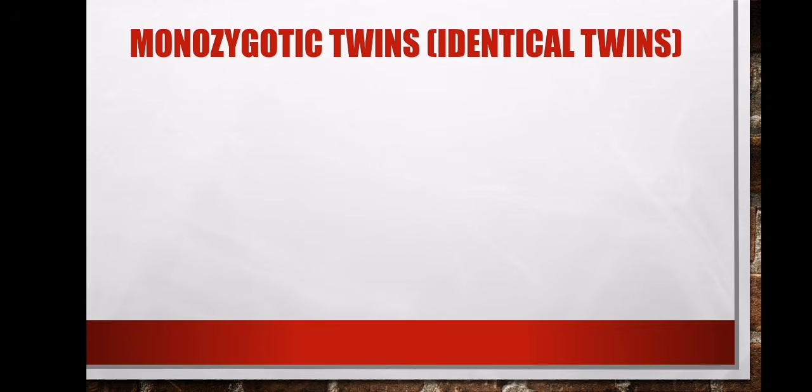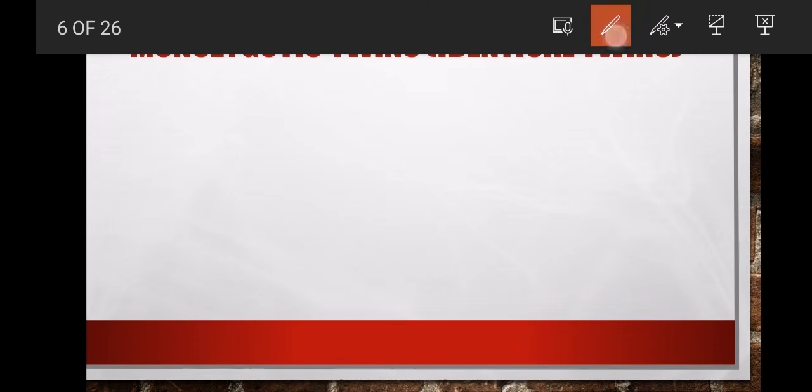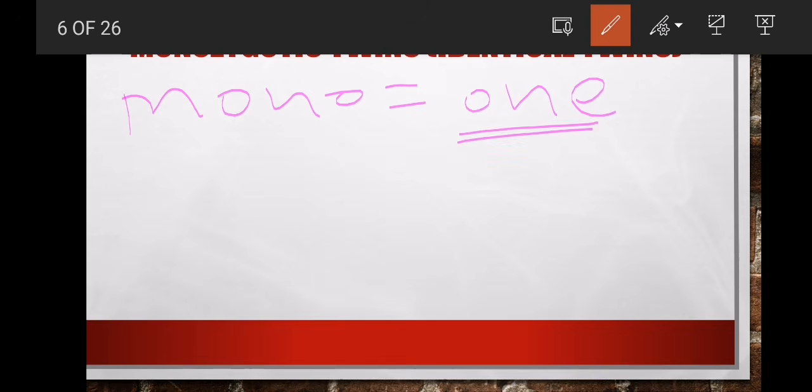Okay, we talk about monozygotic twins. The first thing that I want you to understand is the word mono. It simply means one. This is the key word that you can use here. So there are 3 things that I want you to note here. When we talk about a monozygotic twin, mono is taken from one. The zygotic is taken from zygote.